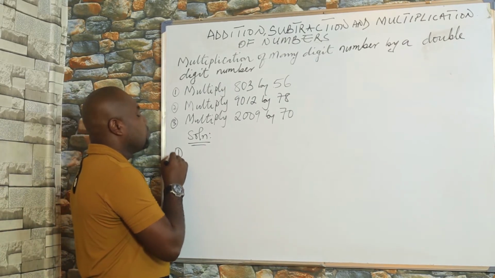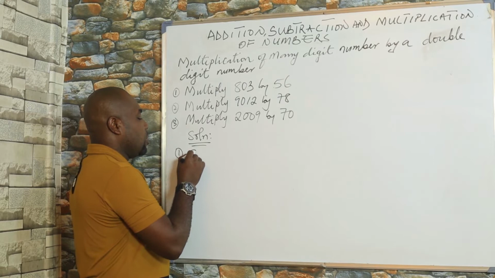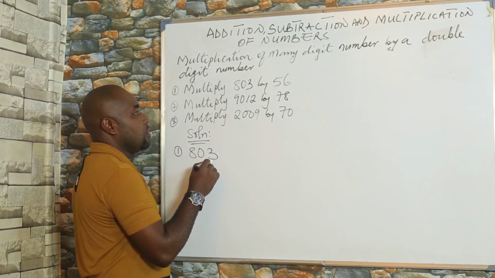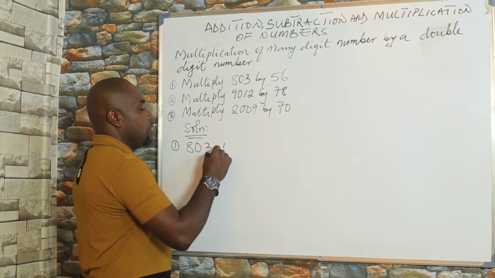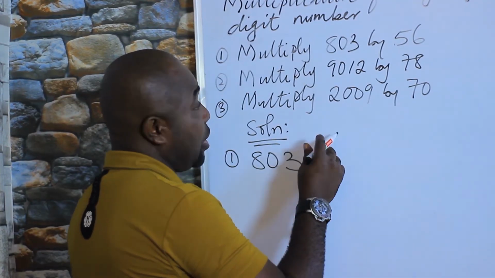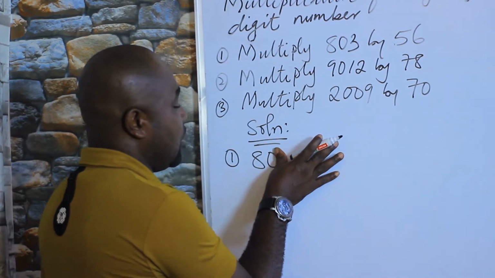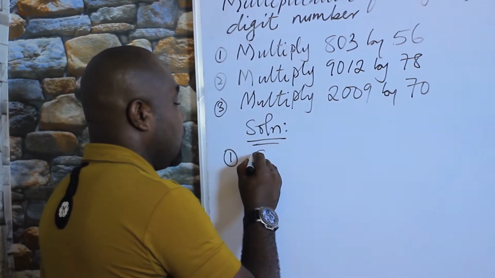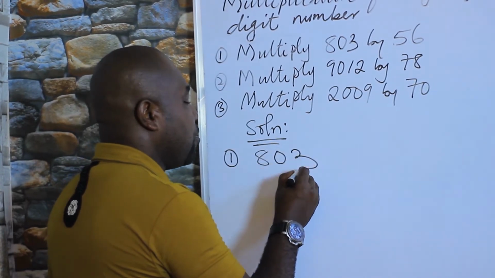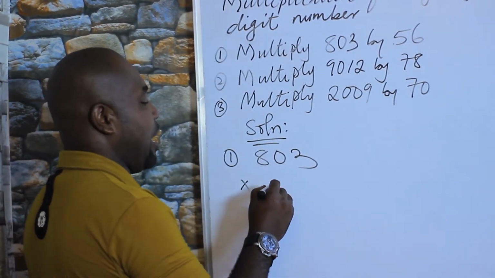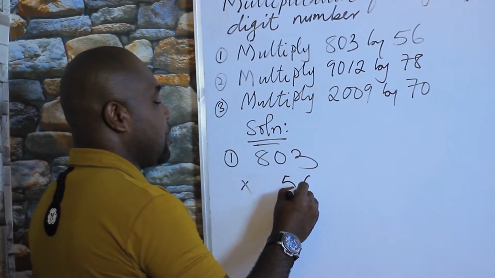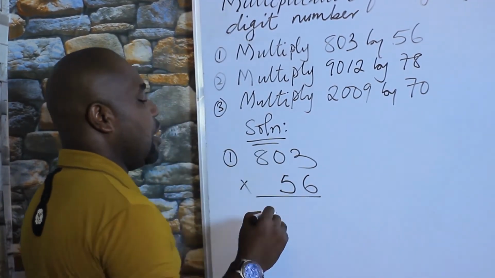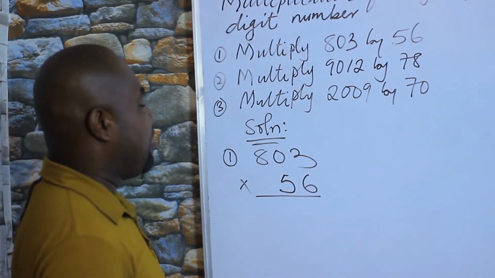Number 1. 803 multiplied by 56. Okay, let's just pick something. We don't need to repeat the questions again. 803 multiplied by 56.